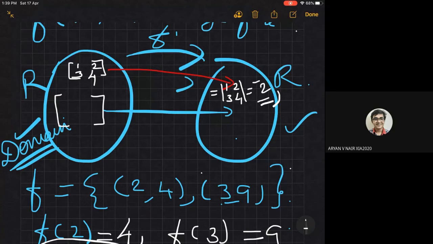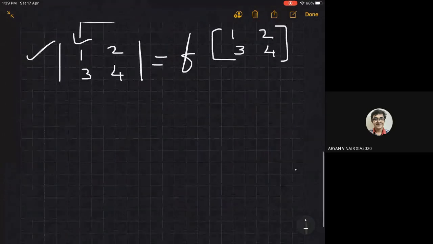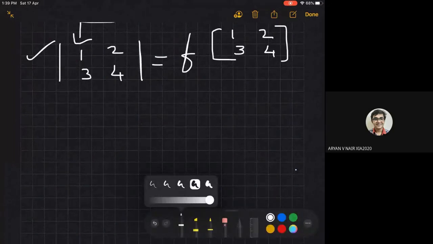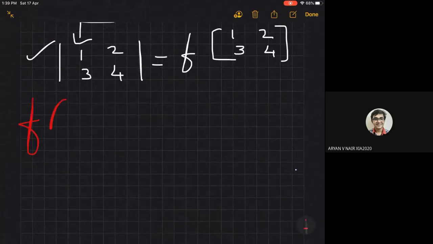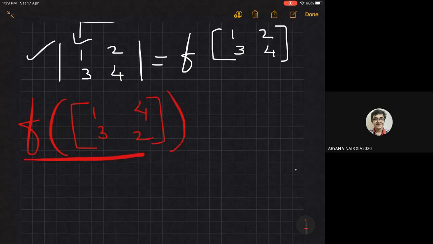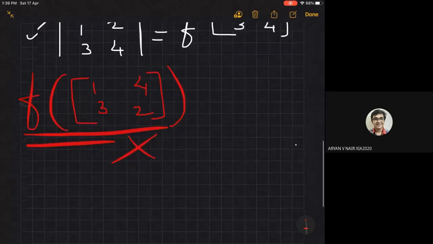So one thing you should understand is that the image of the matrix 1 2 3 4 is -2, and the image of 1 2 3 4 is denoted with this symbol. This much only I taught you now. Okay, suppose you want to take the image of 1 4 3 2. Whatever the image is, we will not use this notation, we will use another notation.